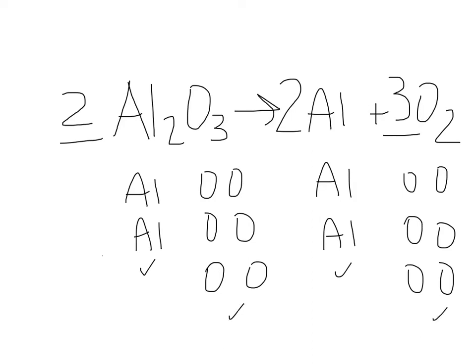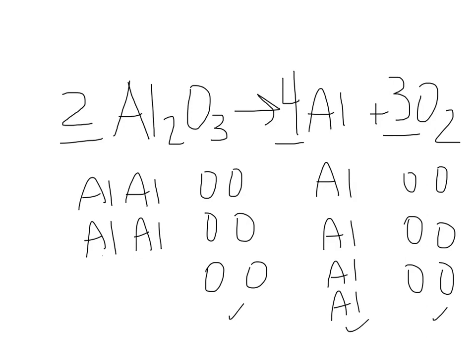Now, we have to go back and double check our aluminums. Still have 2 aluminums here, but now, look, I've got 2 times 2, 4 aluminums. So now my aluminums are no longer balanced. So we've got to take that away. I'm going to have to change my coefficient. You can change coefficients as you go along, you just can't change subscripts. Okay, so what do I need to multiply? I've got 4 over here. So easy change. I'm going to make that a 4 so that I have 4 aluminums on this side. Now, my aluminums are balanced and my oxygens are balanced.